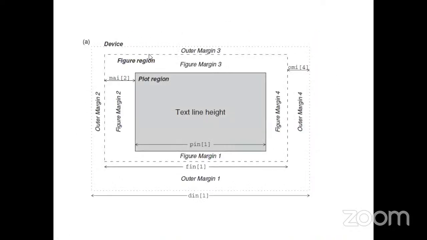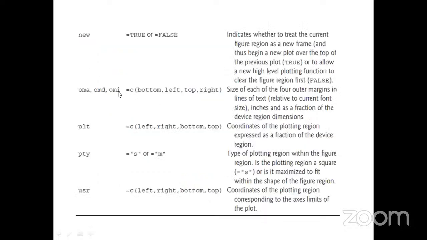You can see some of the functions are given here. This is MAI, figure margin 2, OMI, figure margin 4. So come here and see what this OMI is. OMI is the size of the 4 margins in lines, related to the current font size, inches or whatever, as a fraction of the device region dimensions. So in this way you have to plot it, because these are the functions for the dimensions of the plot.